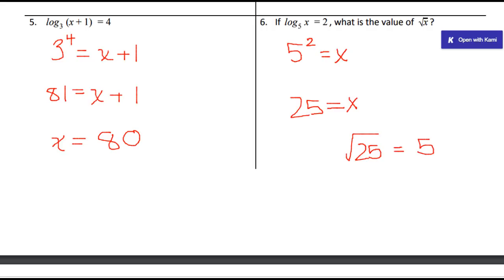Okay, so I'd like you to turn the page and try number 7. Keep in mind that number 7 does want us to round to the nearest tenth, so you may need to use your calculator to calculate your final answer.